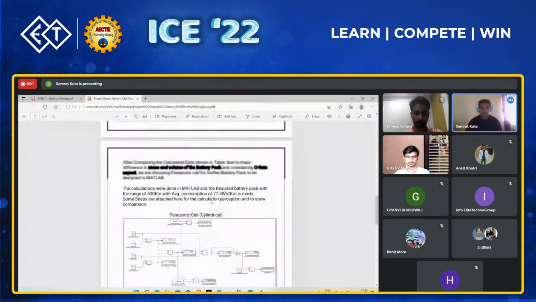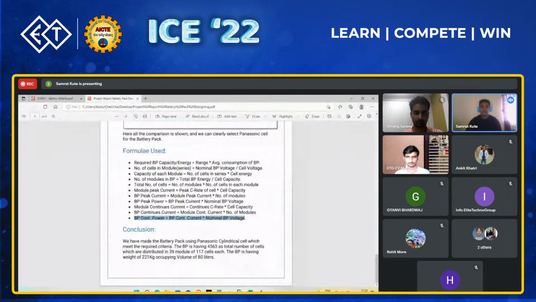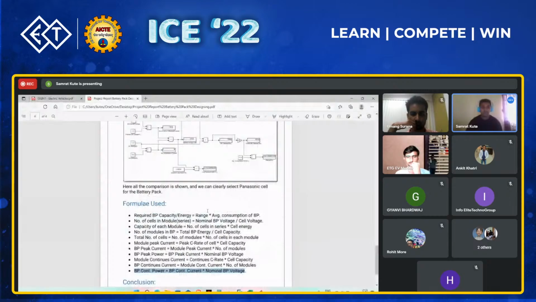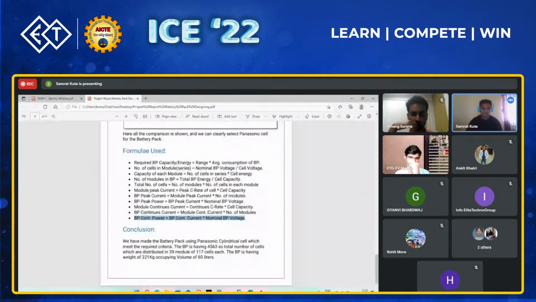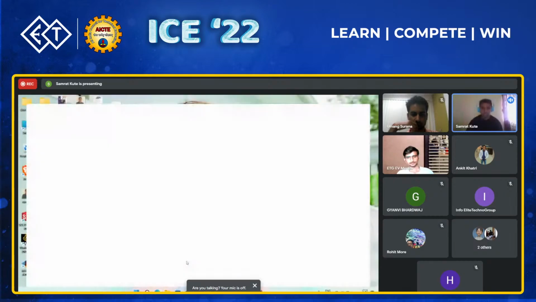are, in total, 4,563 cells, distributed in 39 modules in parallel, containing 117 cells each. The battery pack will weigh 221 kg and have a volume of 80 liters. So it is more than perfect. I consider this the best battery pack we can get for such a light mass and volume, because that was the main problem here. That's all.